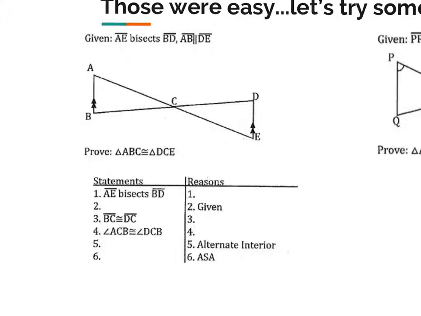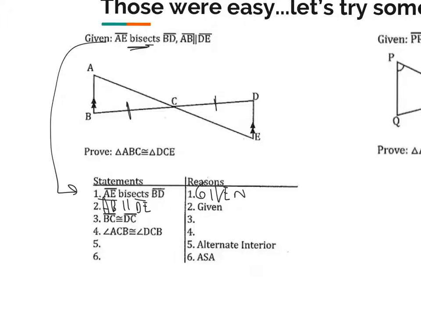So, why do I know this? Well, given. Then I see AB parallel to DE. So now parallel tells me some things. Bisect tells me some things. AE bisects BD. So BD gets bisected. Bisected literally means cut in half. So I go boom and boom.